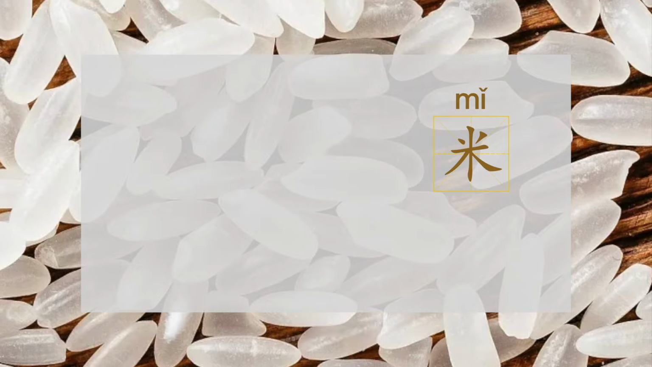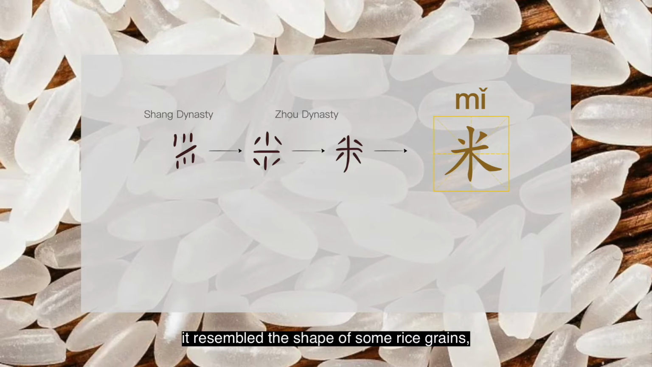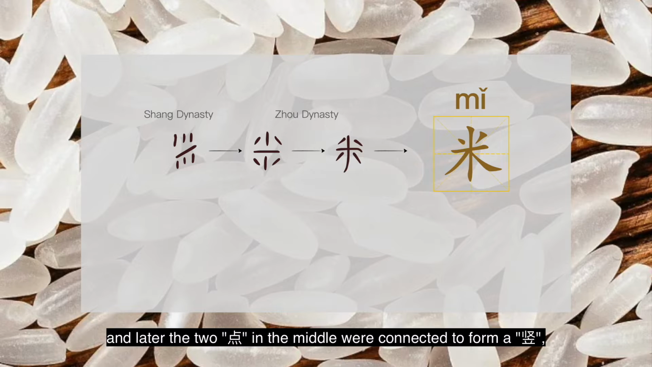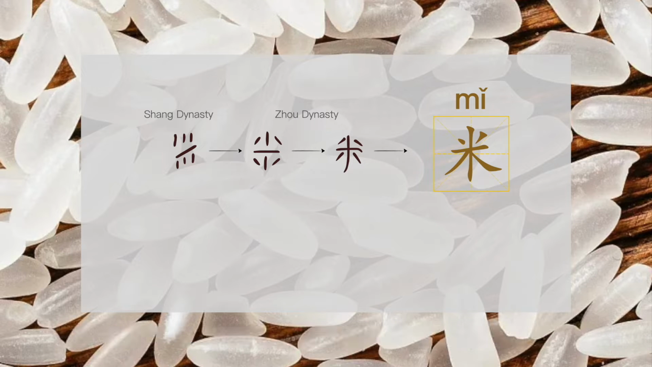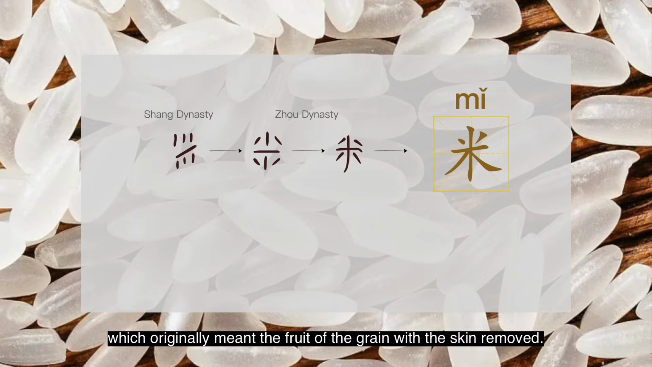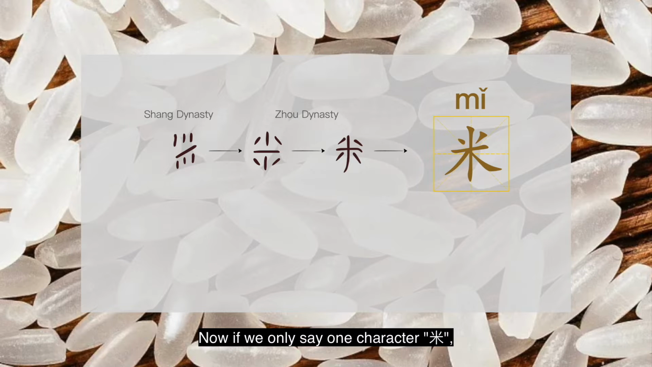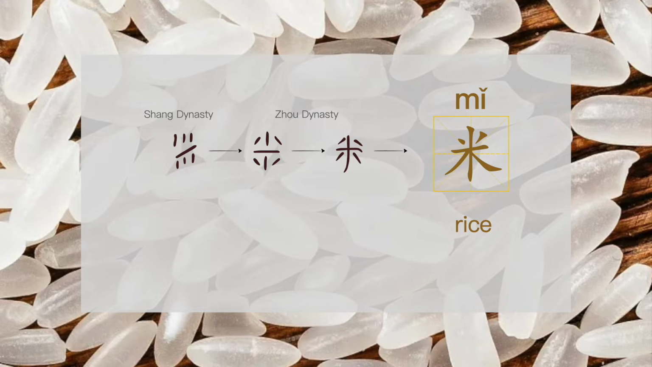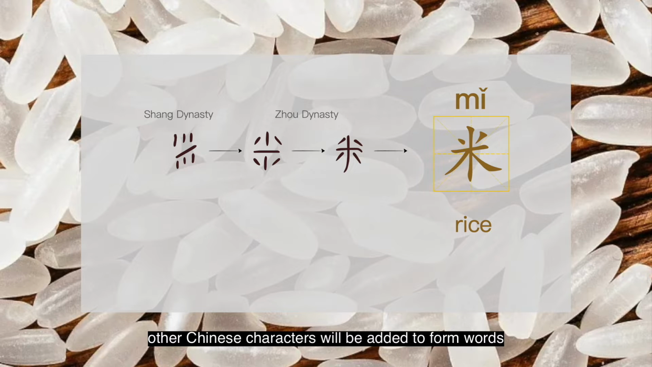In ancient times, it resembled the shape of some rice grains, and later the two dots in the middle were connected to form a 米, which originally meant the fruit of the grain with the skin removed. Now, if we only see one character, mi, it means the same as 大米. Both mean rice.